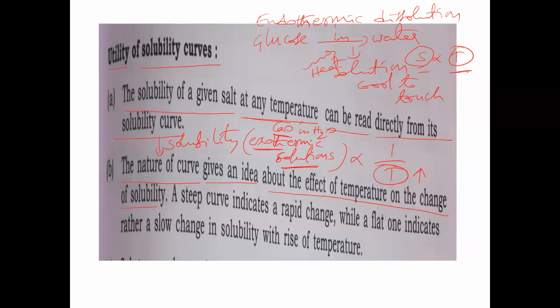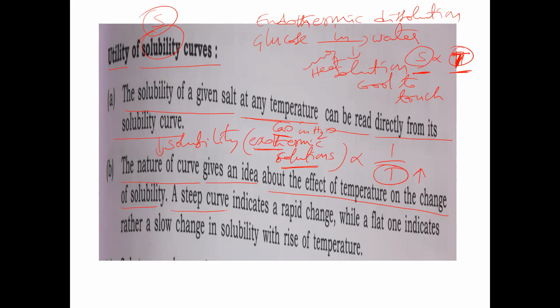Solubility and temperature both are directly proportional. In place of solubility, I'm taking S here. So the solubility of substances which form endothermic solutions will be directly proportional to temperature. When you increase the temperature, more substance will be dissolved, meaning solubility will increase with temperature. But in case of exothermic dissolution, solubility is inversely proportional to temperature.